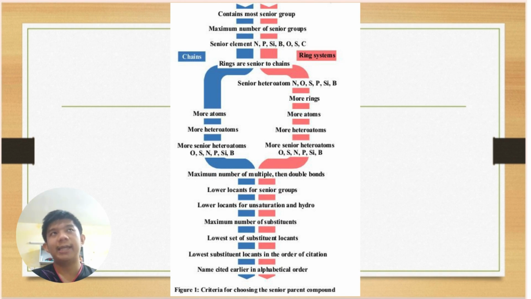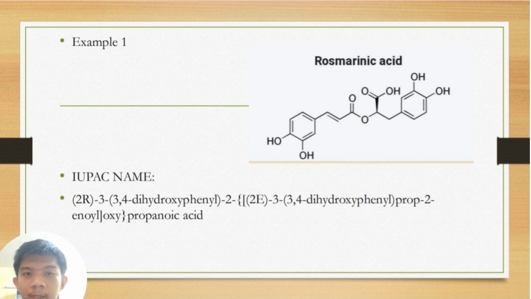After a carboxylic acid, I think it is a sulfonic acid, and then we have the acid anhydride, ester, and then amide or something like that. Okay, now let us look at example one.